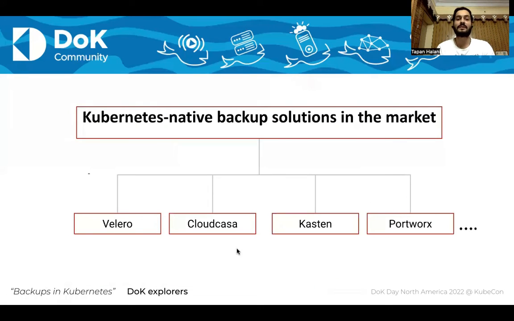Let's dive into the existing solutions in the market that provide Kubernetes native backup and restores. Many of these you can also find on the DOK landscape page. This is definitely a non-exhaustive list. These are the solutions that we DOK Explorer interns have had the chance of going through during our research project. For today, as we move towards the end of the presentation, I'll take up Cloud Casa as one of the solutions to describe how it solves the Kubernetes native backup and restore problem.